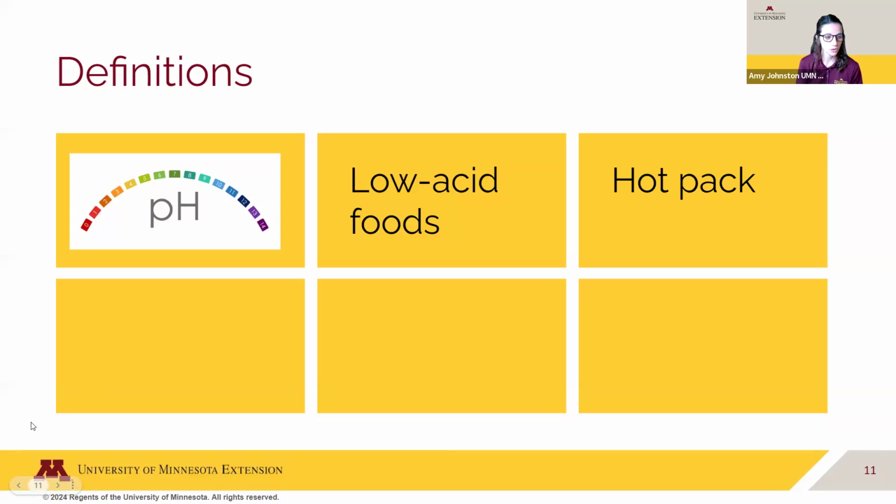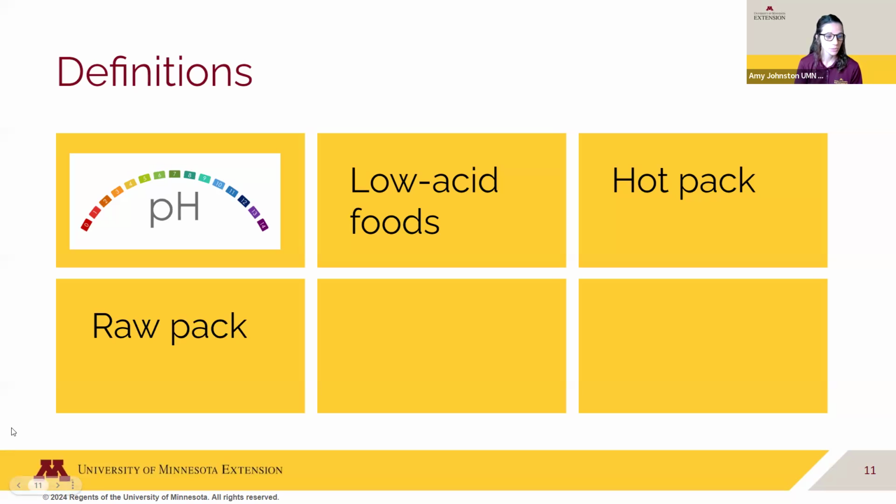Hot pack is a term used to describe how the food and liquid is put into a jar before canning. In the hot pack method, the food is heated in a liquid and both the hot food and the hot liquid are put into jars. A recipe will indicate if a hot pack method should be used. This is recommended for dense foods because it's going to take a longer amount of time for the internal temperature of the food to reach a safe temperature.